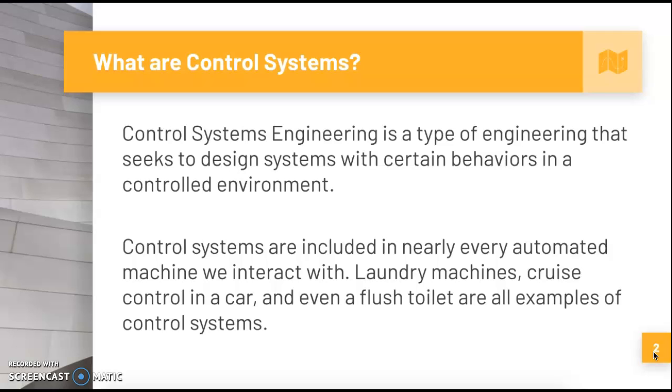Control systems are in just about every automated thing we use. So laundry machines, cruise control on a car, autopilot on a plane, even something as simple as the flush of a toilet is an engineered system that we are going to call a control system.